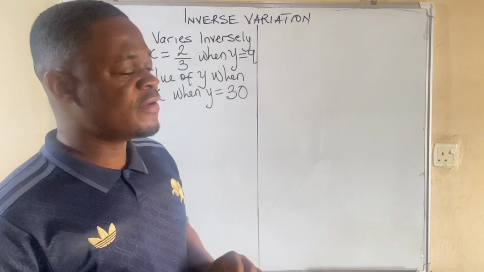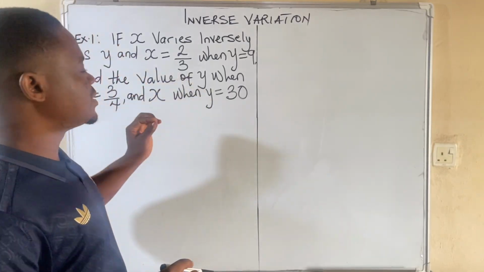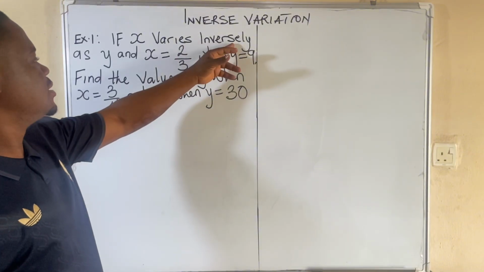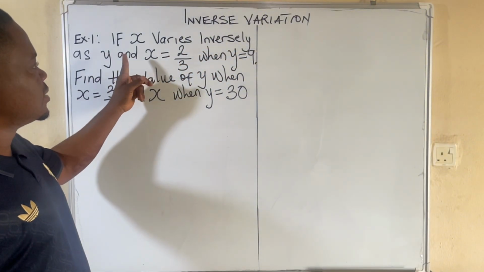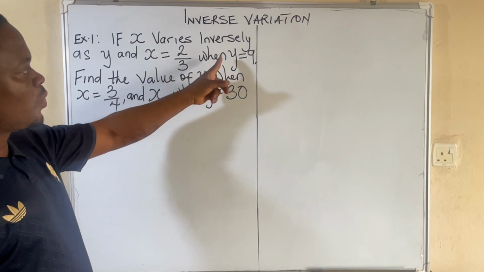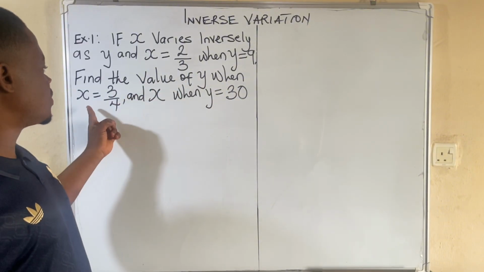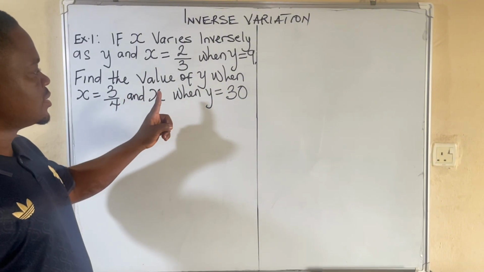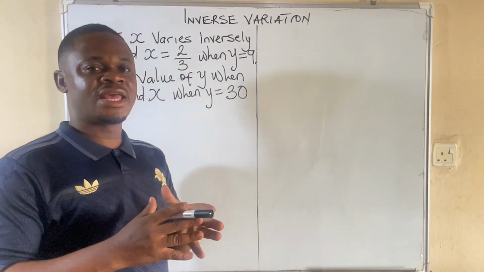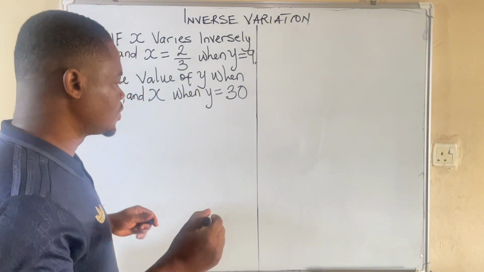So we have an example on the board which we want to solve in this class. The question says that if x is a quantity that varies inversely as y, and x is equal to 2 over 3 when y is equal to 9, find the value of y when x is equal to 3 over 4, and x when y is equal to 30. The very first thing we are going to do here is to get the relationship between x and y. So let's do that quickly. Solution.